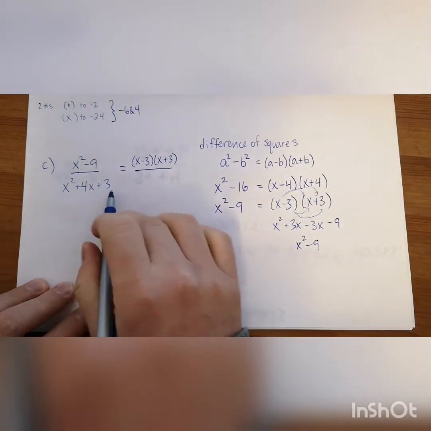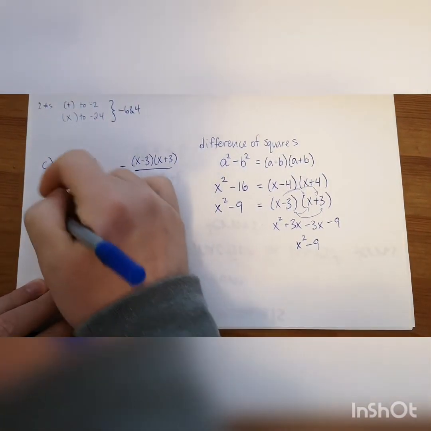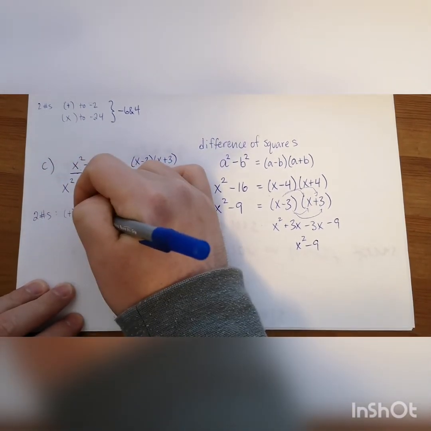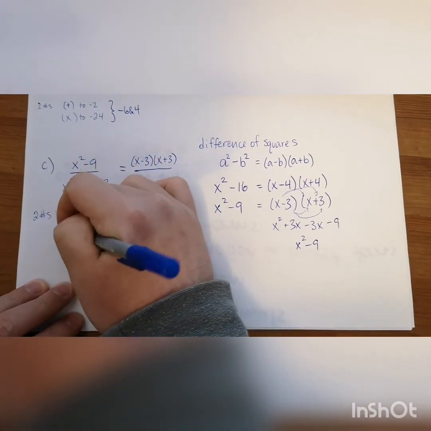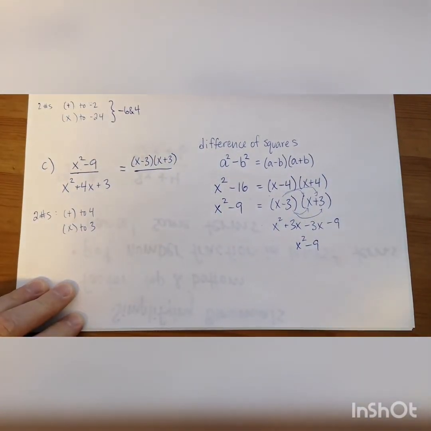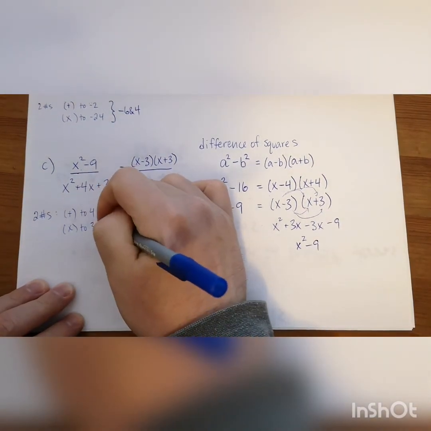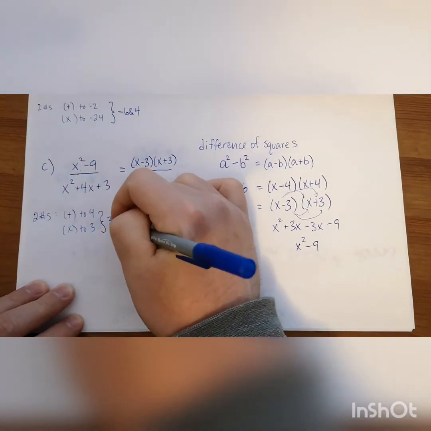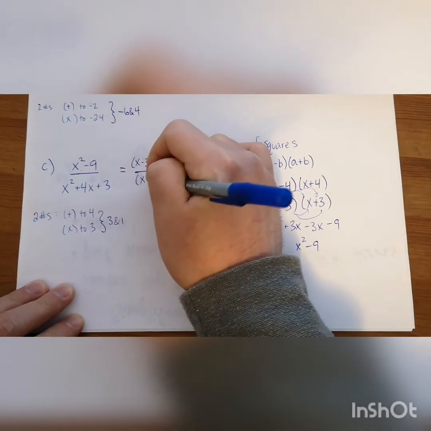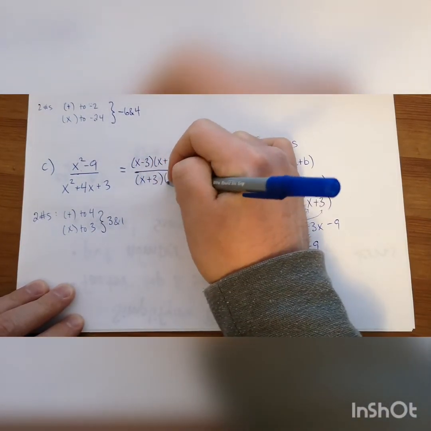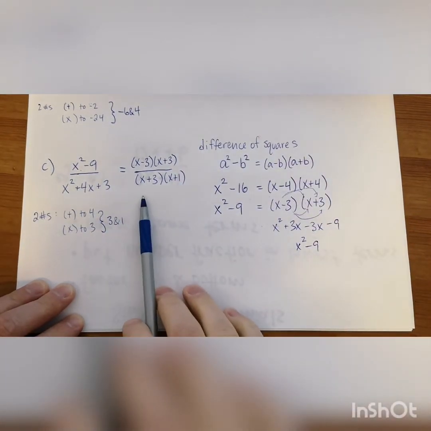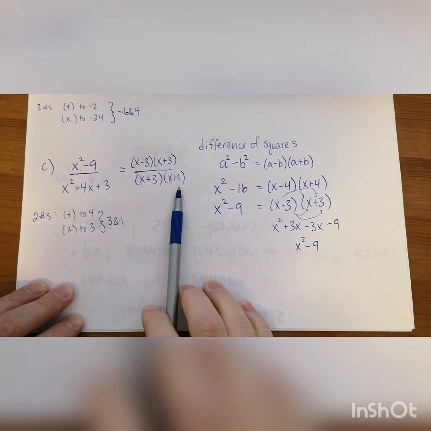So I didn't make this one easy on us. We need to find two numbers that add to 4 and multiply to 3. That actually shouldn't be too bad. I think that's going to be 3 and 1. So when we factor our denominator, it's going to be x plus 3 times x plus 1.